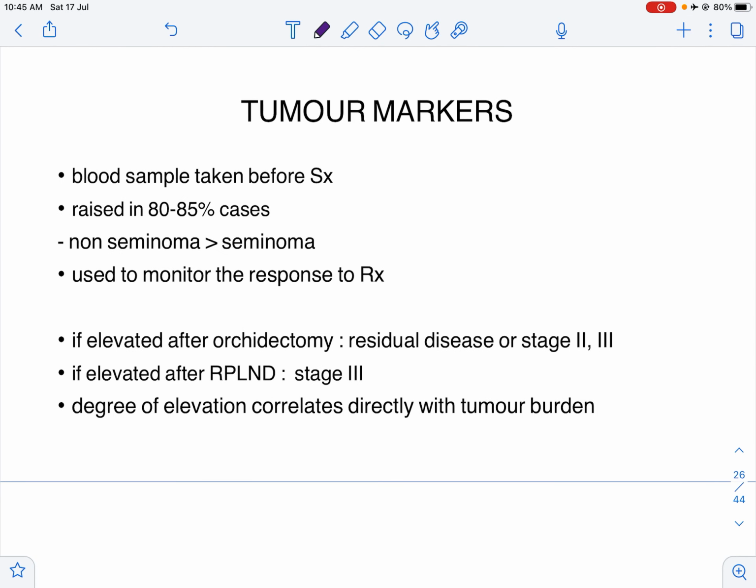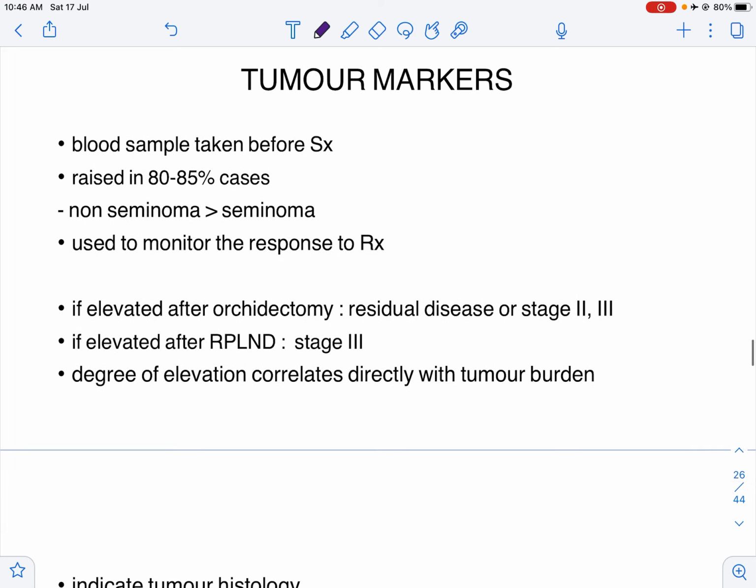This is the second half of the video on testicular tumors. In the first video, we had looked at the etiology, the clinical features, the classification of testicular tumors, and the investigations. In this video, we will be discussing the tumor markers, the staging, and the treatment.